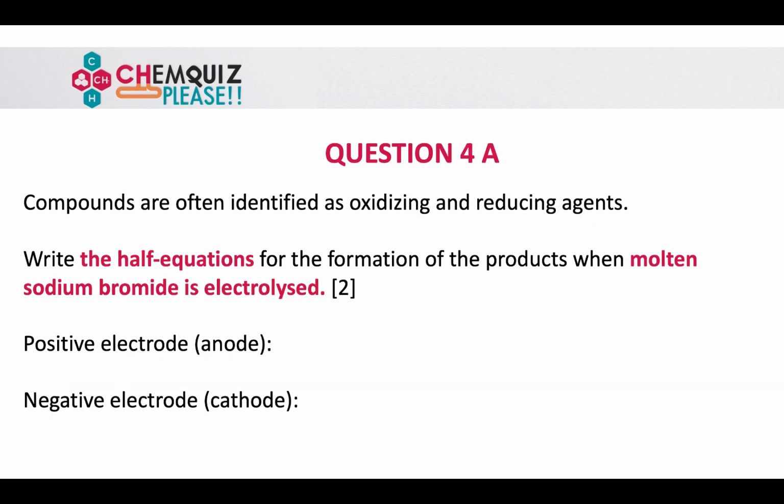Okay, moving on to the next question. Compounds are often identified as oxidizing and reducing agents. Your task is to write the half equations for the formation of the products. When molten sodium bromide undergoes electrolysis, what happens at the anode and cathode? You have 60 seconds to answer. Your time starts now.